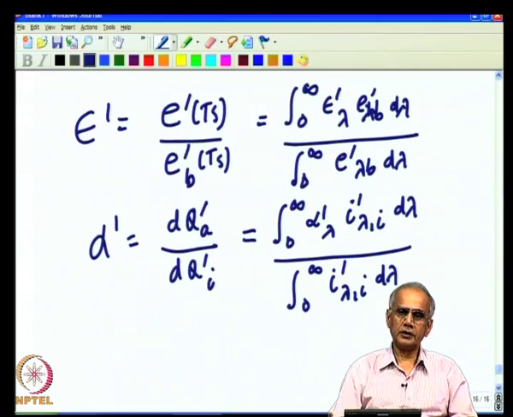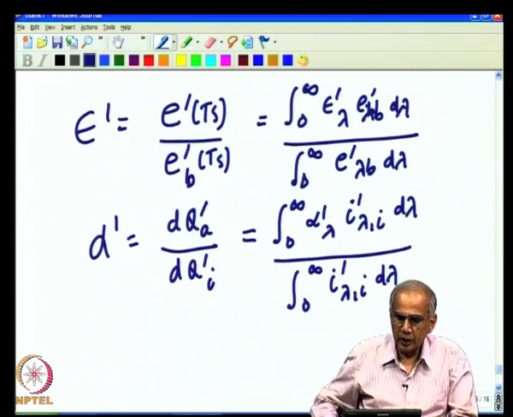So, if sunlight is incident on a surface, its absorptivity will be one value, while if radiation from some other source is incident on the surface, it will have a different value. So, alpha prime will differ substantially from one situation to another because the incident radiation is different.